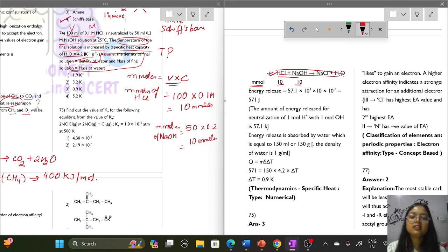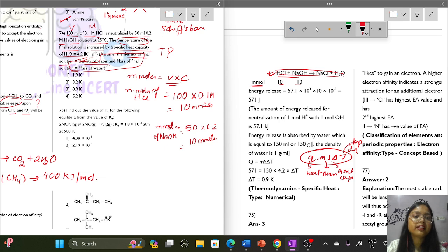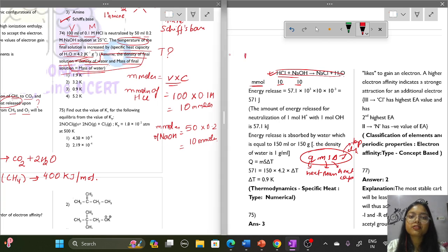Now we can use the formula Q equals m s delta T, where Q is the heat released, m is the mass of solution, s is the heat capacity, and delta T is the temperature difference. It is given in the question that the density of the final solution equals the density of water and the mass of the final solution equals the mass of water. So the mass of solution will be 150 gram.